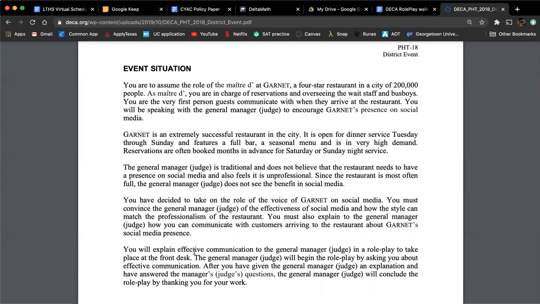So as you can see in this roleplay, we will be assuming the role of the maitre d' for the Garnet restaurant, and you will be speaking to the judge, who is the general manager. So also your main goal in this roleplay is to convince the judge, slash general manager, to implement social media for the restaurant while answering the performance indicators along the way. Really, your performance indicators will push your roleplay forward, so you should discuss them in a logical order that fits with your argument. Also remember that this restaurant is very high end.